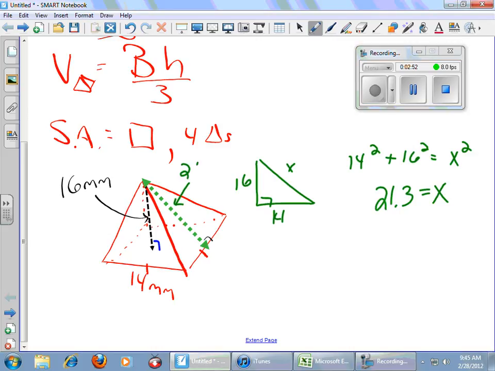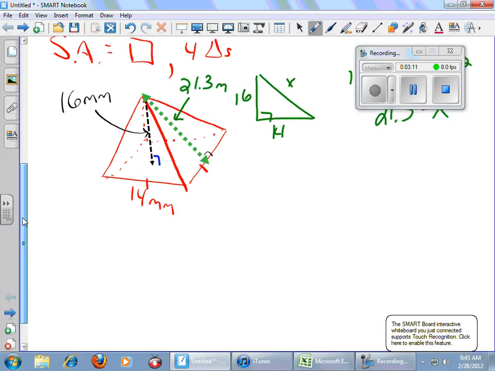21.3 millimeters. Now again, you'll be given most of this information in a problem. You won't have to derive it all. Although it could be on the OEA, they could do something like that, where you have to find the slant height of the pyramid. Anyway, so let me find the volume of this pyramid first.